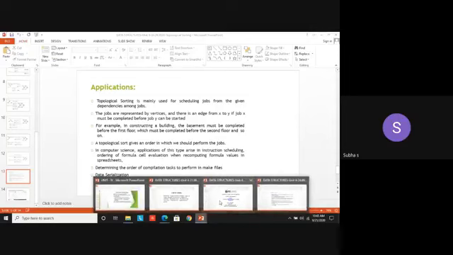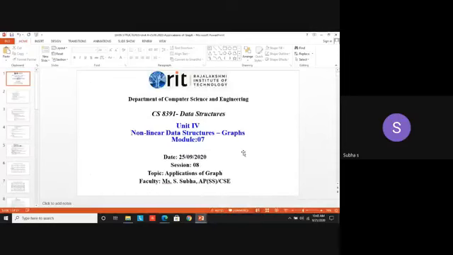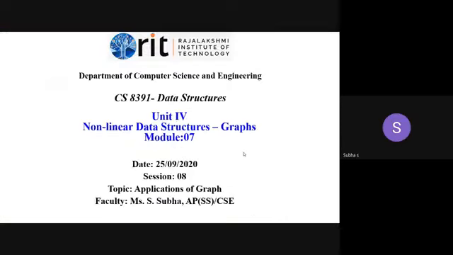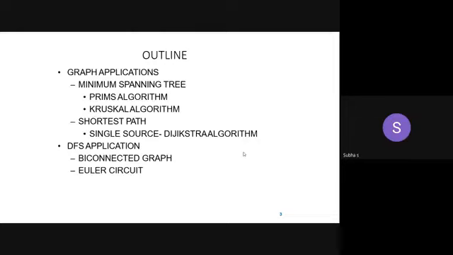Yes. Now we move on to applications of graph. In the initial classes, I played some video. I hope you all watched the video related to applications. That only we are going to see. But here we are going to see two important algorithms with respect to the applications of graph. Yes. So this is the outline of the application concepts we are going to see. Let's see how far we can finish.